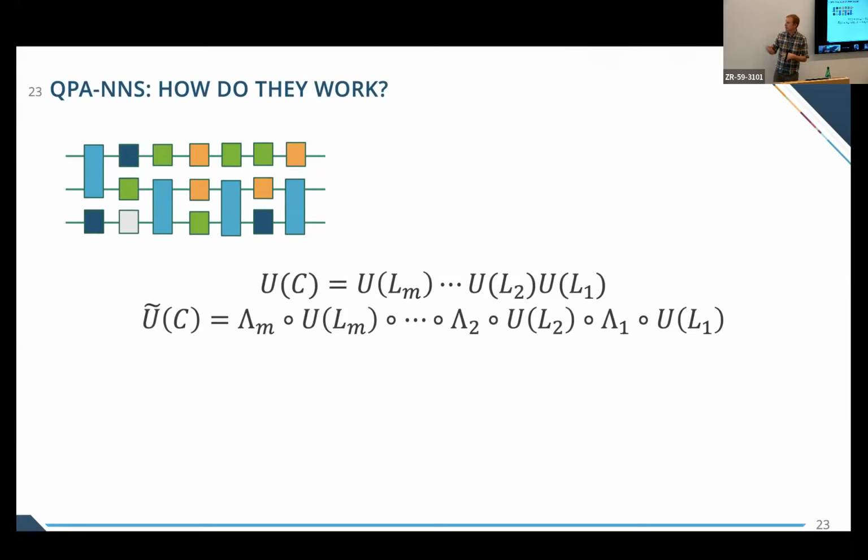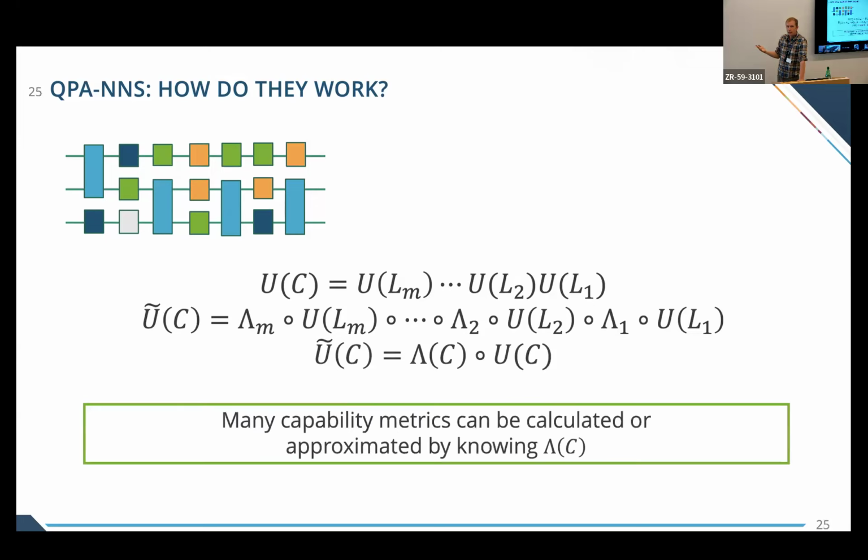And so this is just some math. Sorry, I hate putting math in slides, but it just says there's a unitary. It's a product of the unitaries from all the various layers, and every layer has an error operator that happens after it. We could also imagine taking all those errors, it's just linear algebra, and we propagate them all to the end. We get an error for the entire circuit. And if we can learn lambda of C, then we have a very good surrogate for understanding what is the capability of our device for running circuit C.